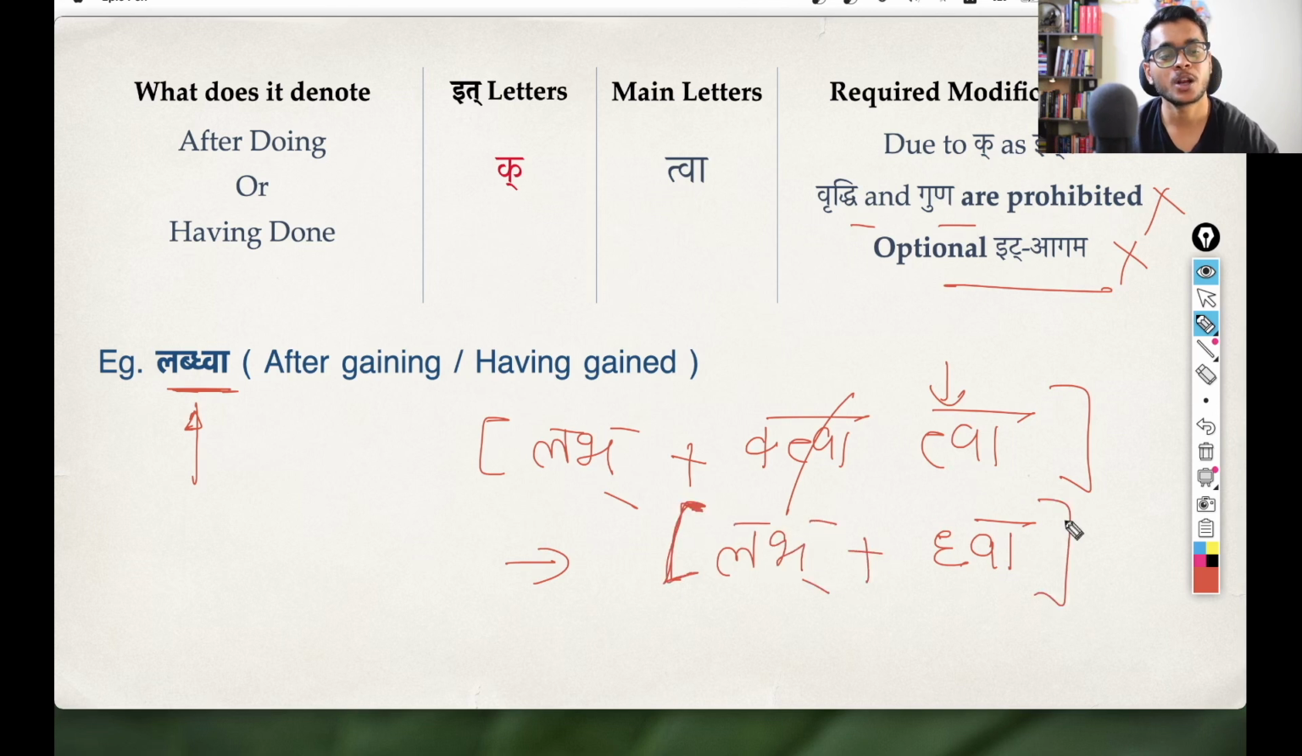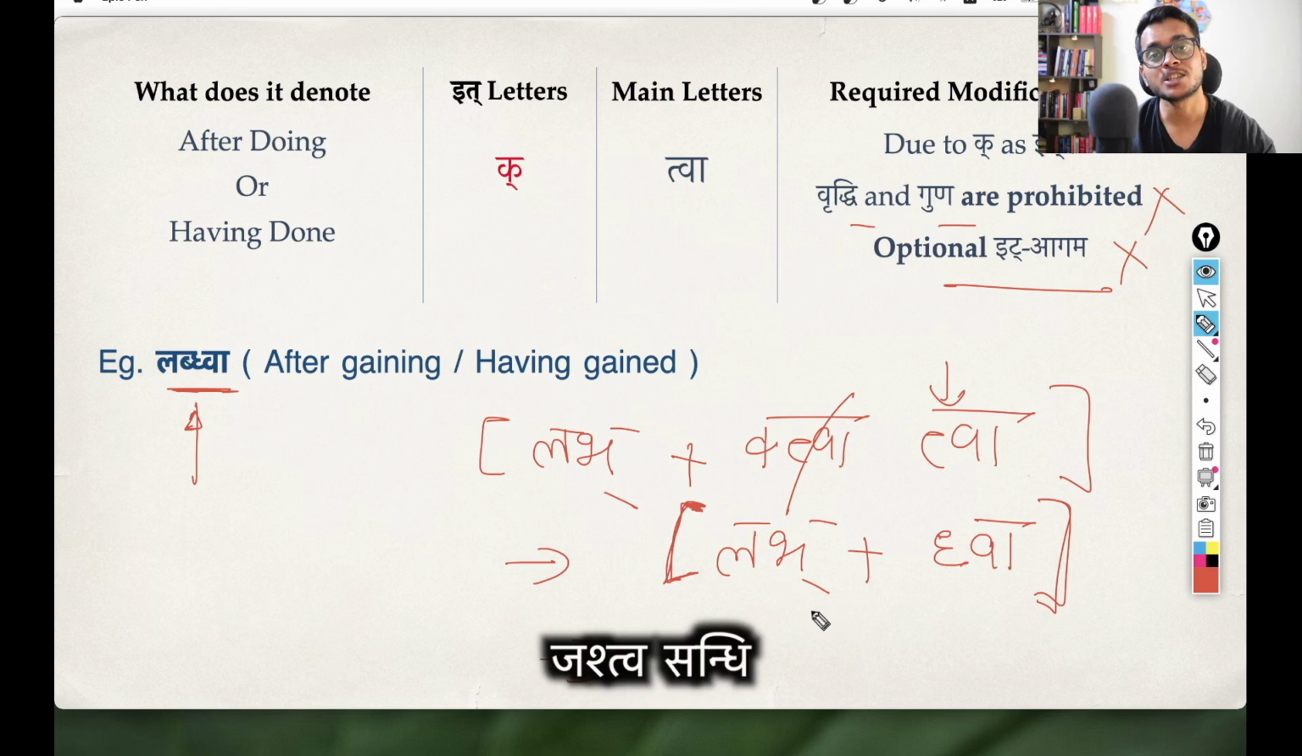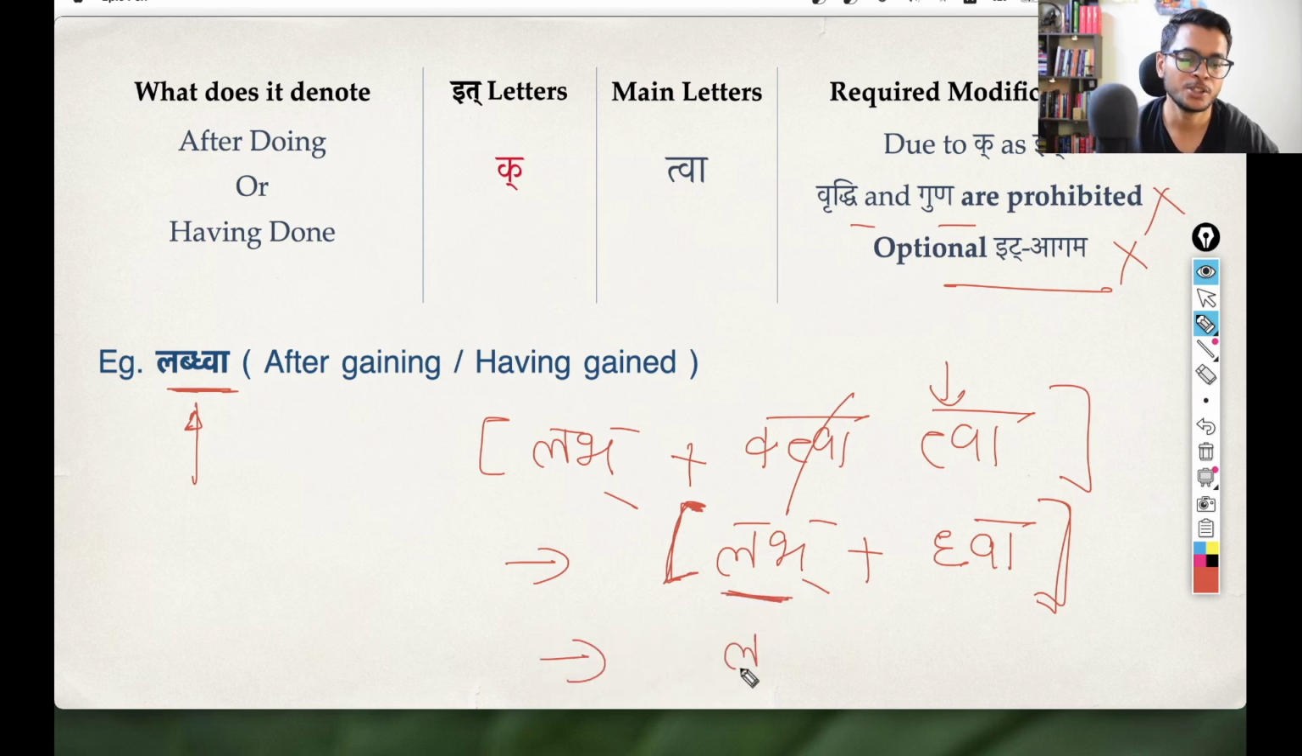And then again, before combining them, we have yet another sandhi that is possible. And that is jastva sandhi. And due to this jastva sandhi, this bha of labh will change into ba. Why? Because jastva sandhi is this, that the consonant in question changes into the C3, the third consonant of its varga. So pa bha ba, this bha changes into ba, labh. So we have labh and then we have dhwa.